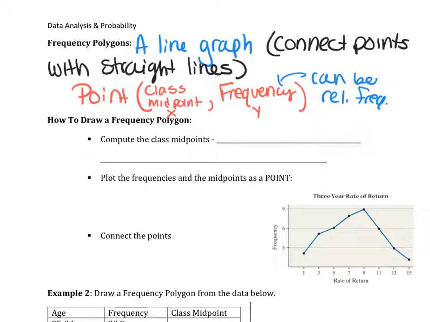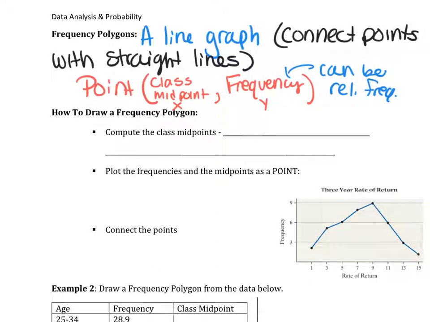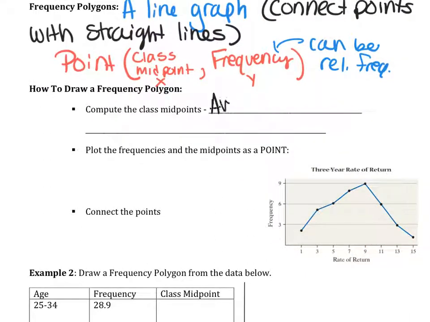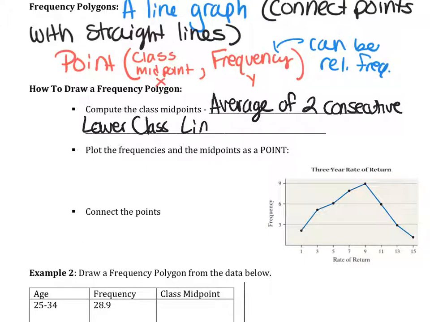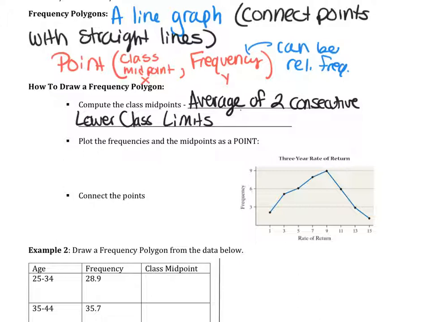Okay, so now how to draw a frequency polygon. First we need to figure out what these class midpoints are. And so to do that, it's the average of two consecutive lower class limits. So you take your first lower class limit plus your second lower class limit, and you divide by 2 because you have two values. That's how you get your midpoints.